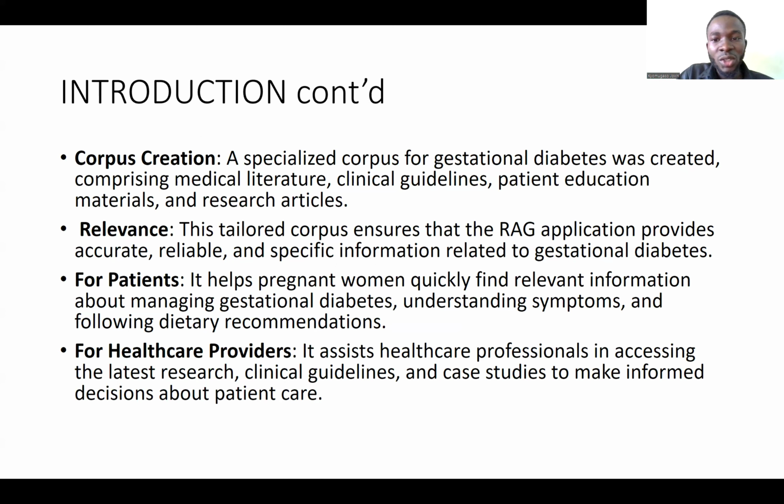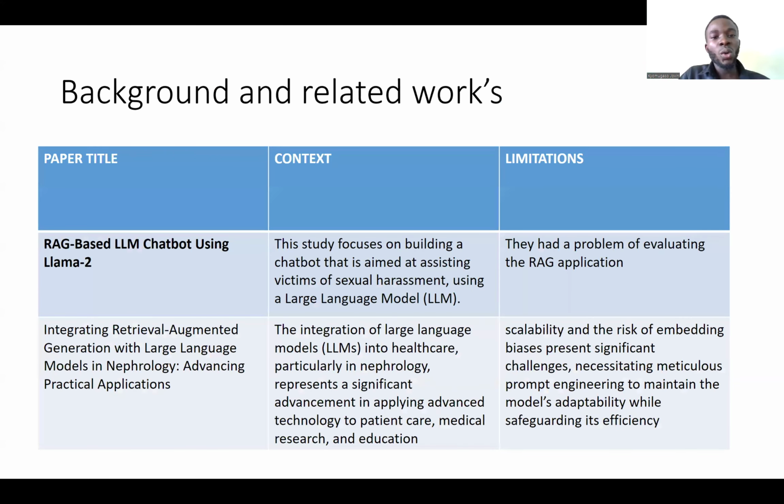The tailored corpus ensures that the RAG application provides accurate, reliable and specific information. For patients, it helps pregnant women to quickly find relevant information about gestational diabetes. For healthcare providers, it assists professionals in accessing the latest research about gestational diabetes instead of relying on information that was provided a long time ago. So these are the benefits.